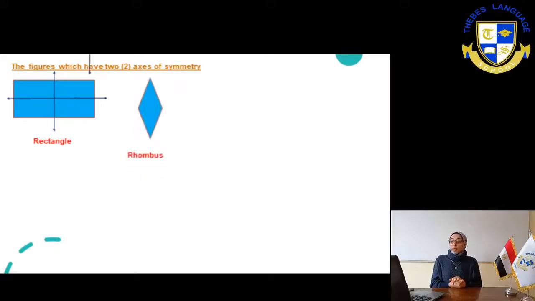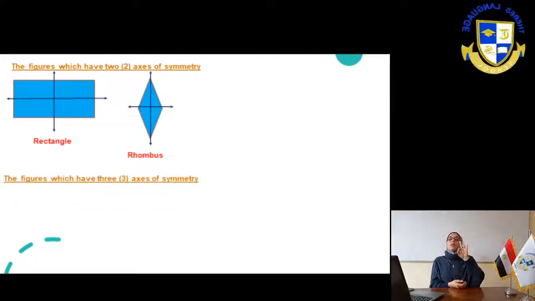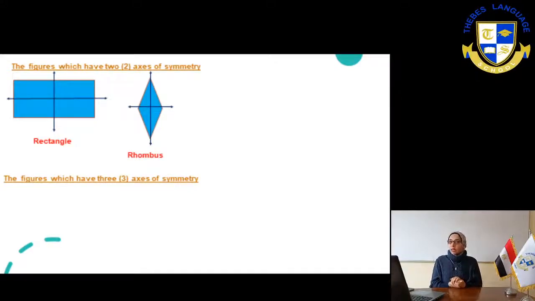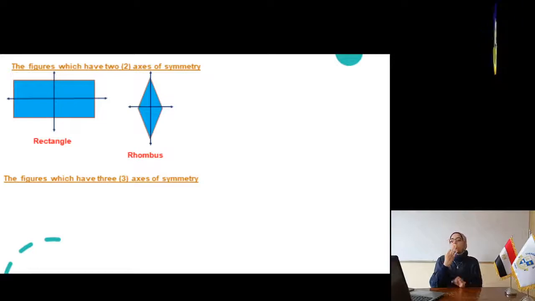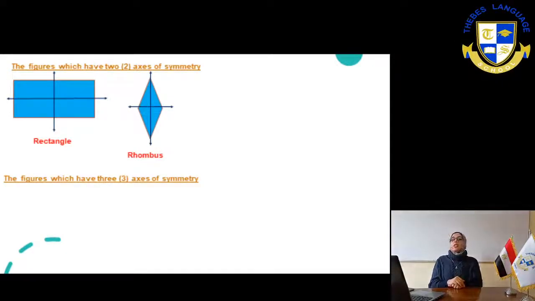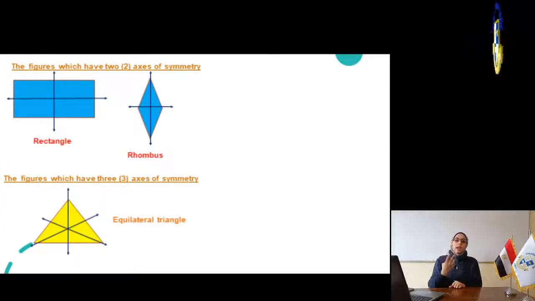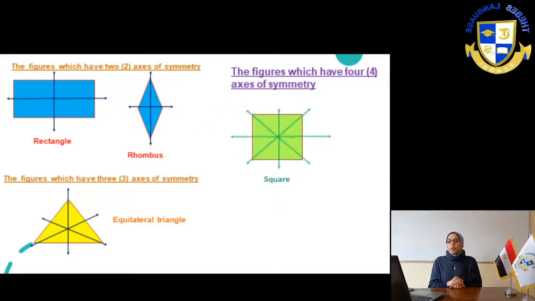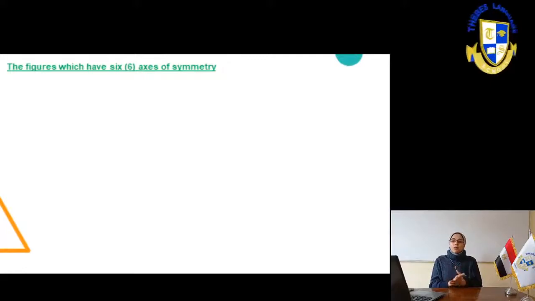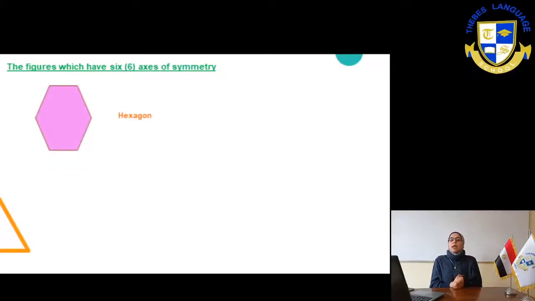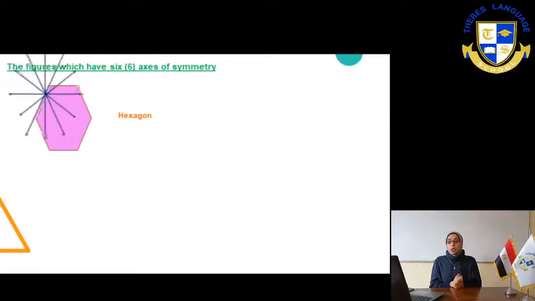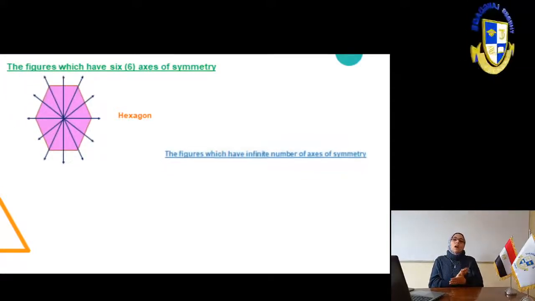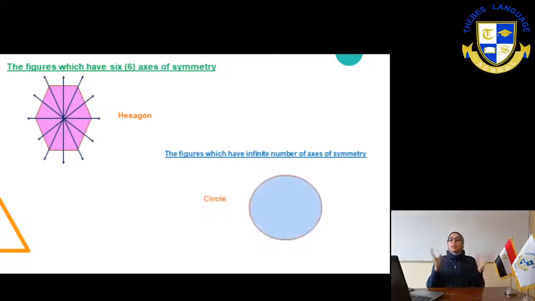And for the equilateral triangle, we can draw three axes of symmetry. It's the only shape which has three axes of symmetry. And the square has four axes of symmetry. Also, it's the only shape which has four axes of symmetry. Now, the regular hexagon has six axes of symmetry. And the circle has an infinite number of axes of symmetry.